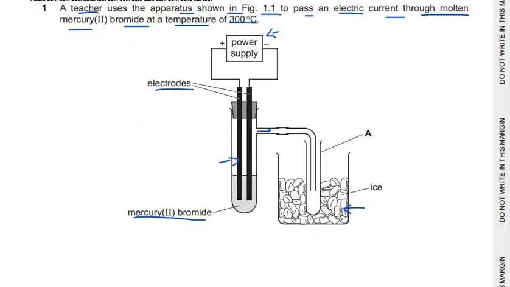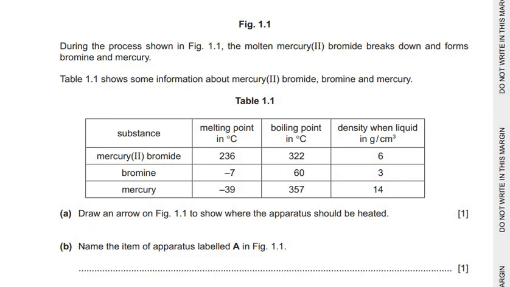Now let's see what the sub questions following here are. Now during the process shown in figure 1.1, molten mercury bromide breaks down and forms bromine and mercury. Table 1.1 shows some information about the mercury bromide, bromine and mercury, and they've given the melting point, boiling point and the density when the liquid is in grams per centimeter cube. Here is all the information given, where we can see that the melting point of the mercury bromide is highest. Then we have bromine, and then the lowest melting point is for mercury.